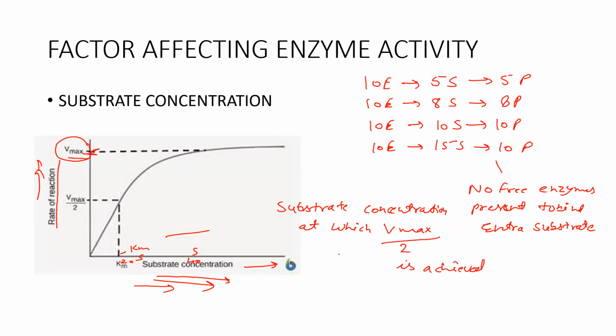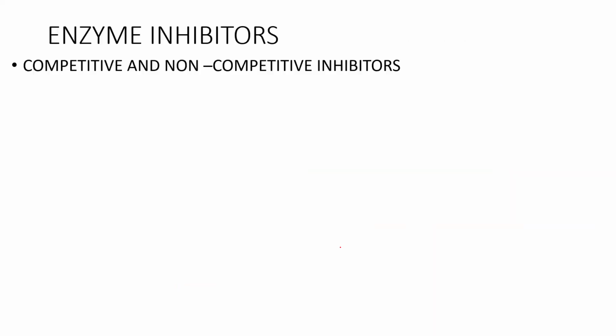Okay, so that is about how the substrate concentration affects the enzyme activity. Now, enzyme inhibitors. What is an enzyme inhibitor? They stop or reduce the enzyme activity. There are two types, competitive and non-competitive. First, we talk about competitive.